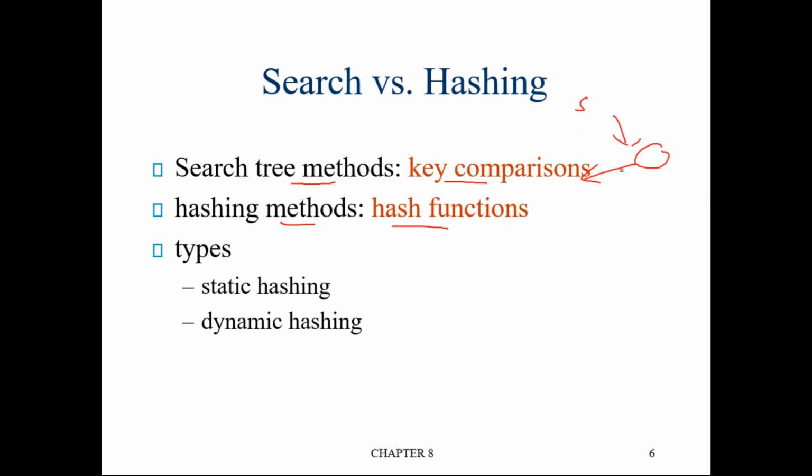Otherwise, go to the right subtree. Like that we do, right? So that is how we do it in search trees, in binary search trees. But in hashing, what we do is we use a hash function. There are two types of hashing.